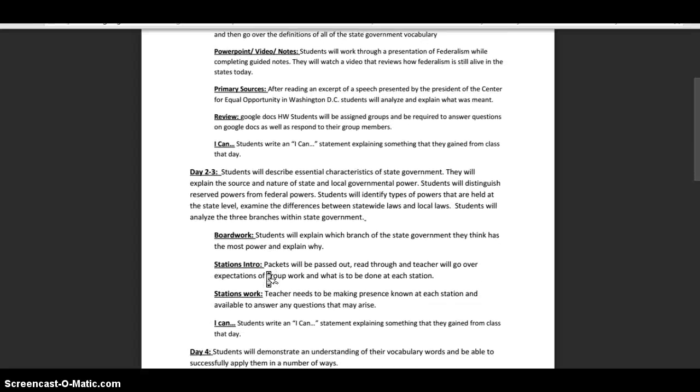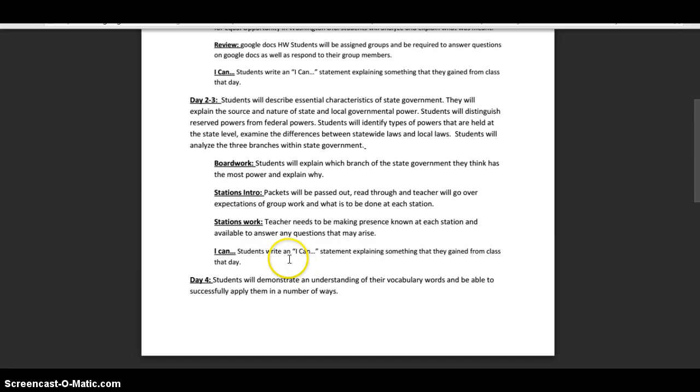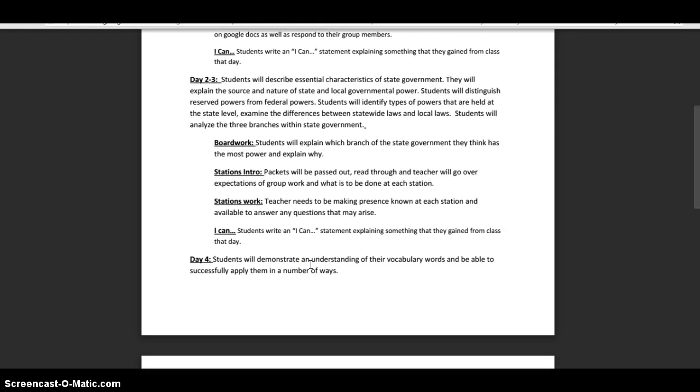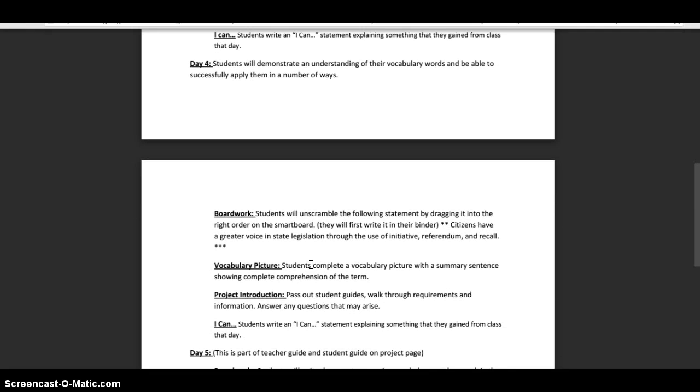Days 2 to 3 are going to be spent in stations. These stations are going to be on the different branches of government at the state level. The last station, Station 4, is going to be a review game, and there will be a kind of time to catch up. Students are also required to write their I can statement for that day, and the Google Docs question and discussion is still ongoing.